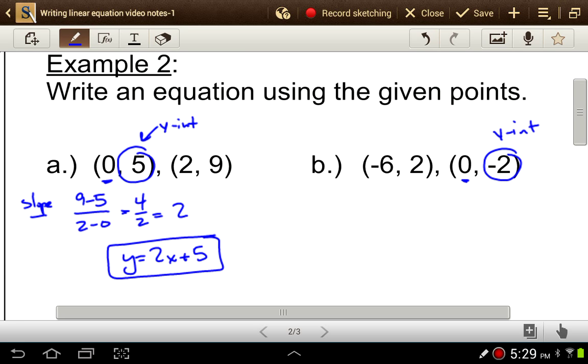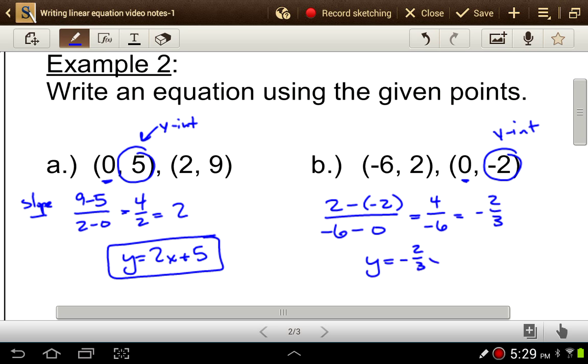Okay. For the second one, I'm going to find my slope, so I'm going to do this point first. So I'm going to do 2 minus negative 2 over negative 6 minus 0. That's going to give me a positive 4 over a negative 6, which reduces to negative 2/3. So my equation is going to be y equals negative 2/3 x. My y-intercept was negative 2, so minus 2. Again, if you want to write that as plus negative 2, that is fine. Okay, let's move on to C and D.